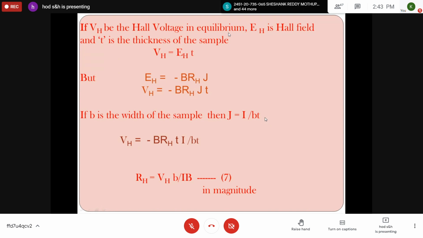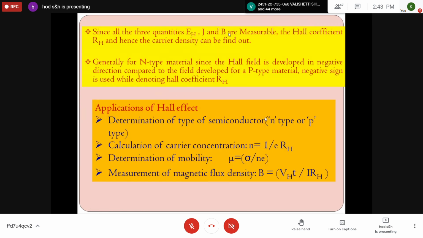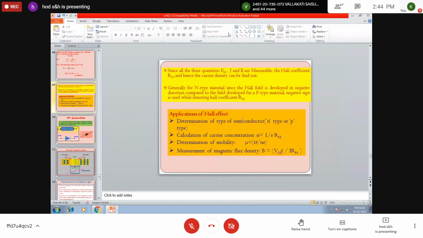So if RH is calculated, you know that RH is equal to 1 by Ne or 1 by Pe, where e is the charge of the carrier, electron or hole, and you can calculate the concentration, the number of charge carriers present per unit volume. The applications of the Hall effect: we can identify the type of a semiconductor, whether it is a p-type or n-type semiconductor, the carrier concentration can be calculated, the mobility of charge carriers can also be determined, and the measurement of magnetic flux density can also be done using this experiment.